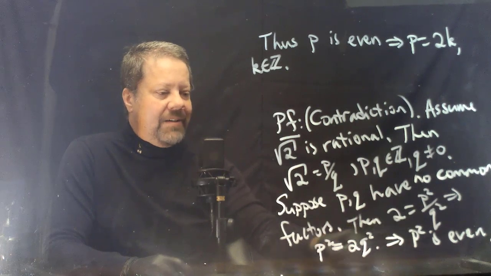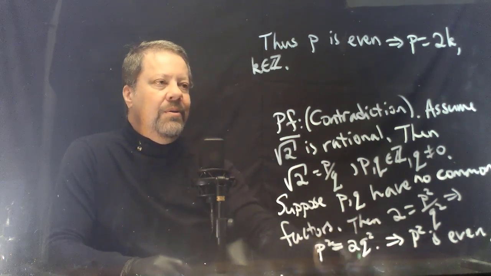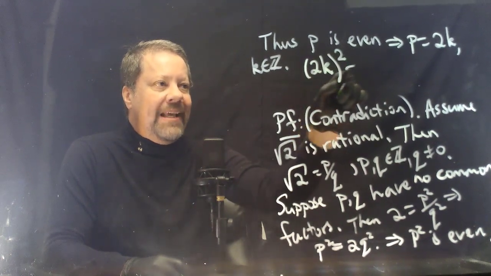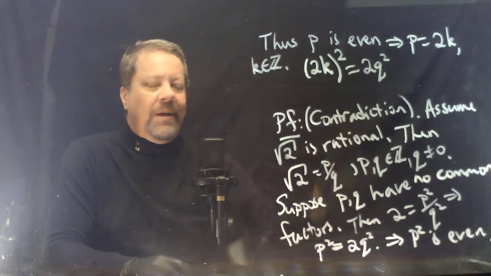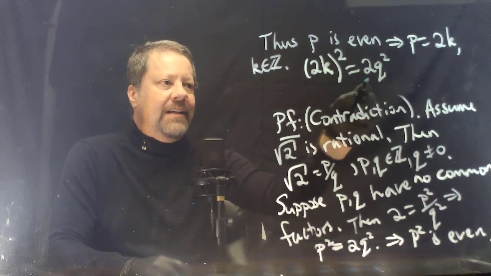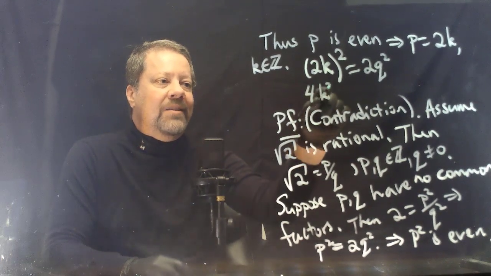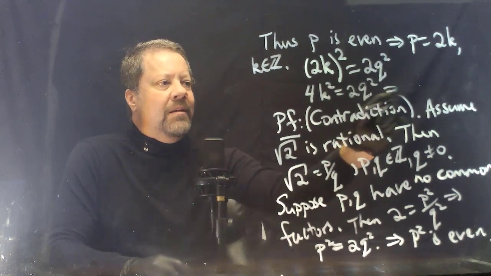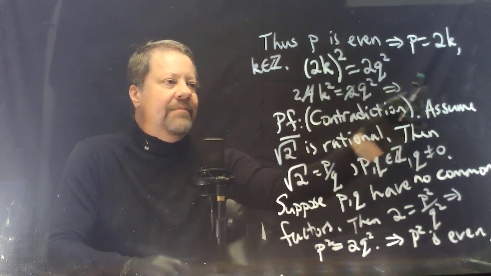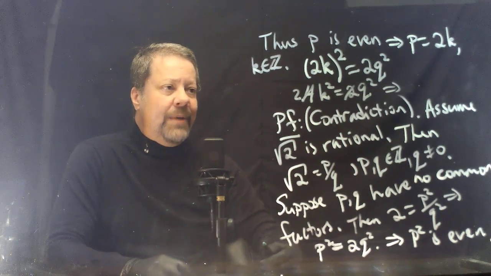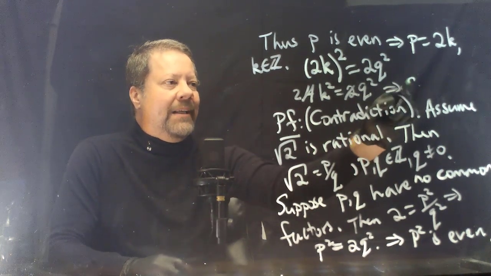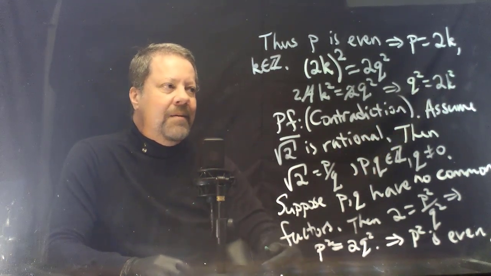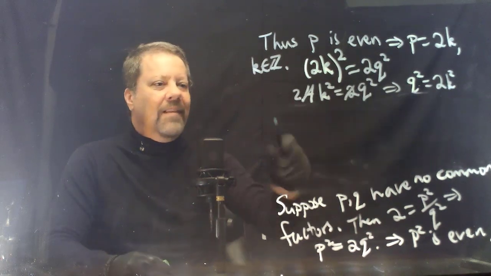But now, we'll come back here to this equation, p squared equals 2q squared. P is equal to 2k. So 2k squared is 2q squared. But the left-hand side is 4k squared, and the right-hand side is still 2q squared. We can divide a 2 off on each side. As long as you do the same thing to both sides of an equation, it remains an equation. And we get q squared is 2k squared. But that means q squared is even too.